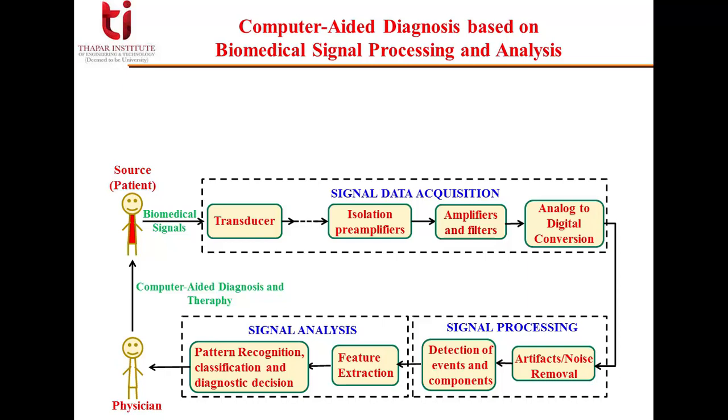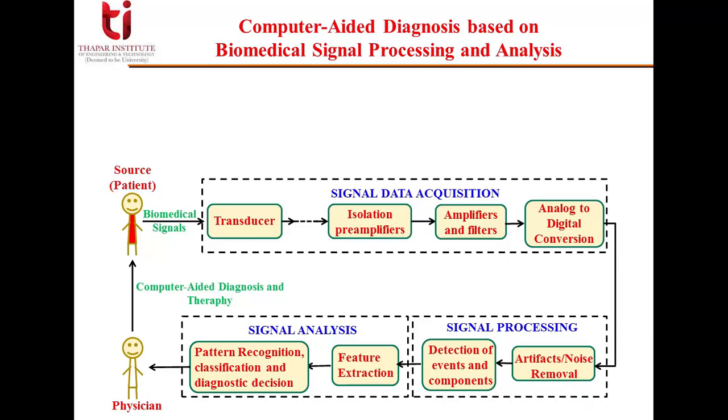So this is the overall diagram, and in this, artifact or noise removal plays a very important role as it is the first building block of the signal processing part. It can also be said that it is doing the conditioning of the signal.